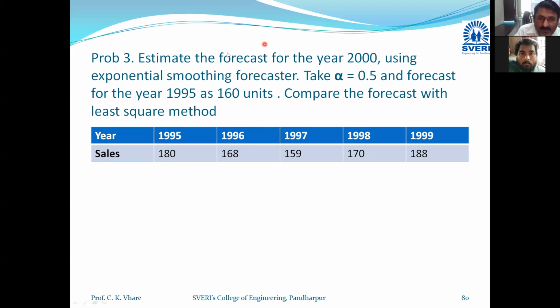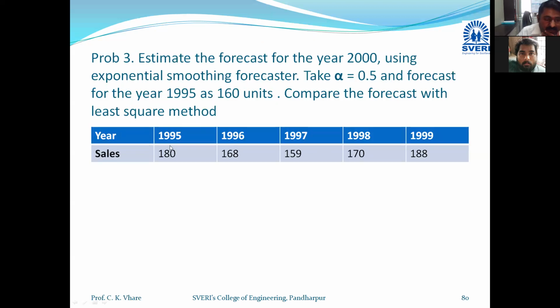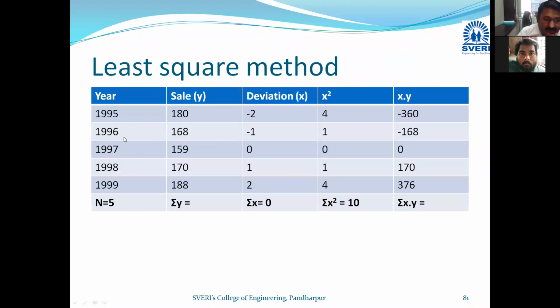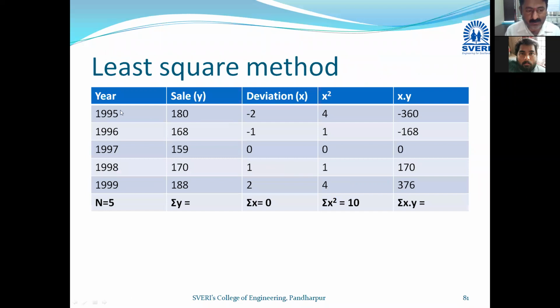We will go for the first method, that is least square. Friends, for the least square method, the years given are 95, 96, 97, 98, 99. Here it is written 1995, 1996, 97, 98, 99. Sales is given as 180, 168, 159, 170, 180. Sales for the year 1995 is 180, sales for the year 96 is 168, like this.